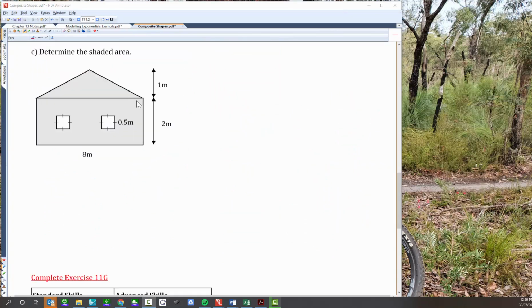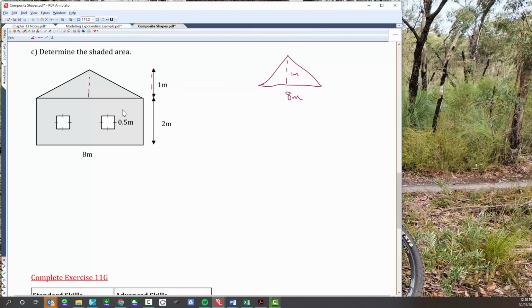Okay, let's have a look at this last one here. So what we've got, it looks like a house. All right, so what I note here is that I've got a triangle. Okay, so let's draw that. Here we go. We've got a triangle, and it looks like the height is 1. So that'll be that height there, which is the same as that height there. And the base looks to be 8 meters long. So we've got 1 meter and 8 meters.